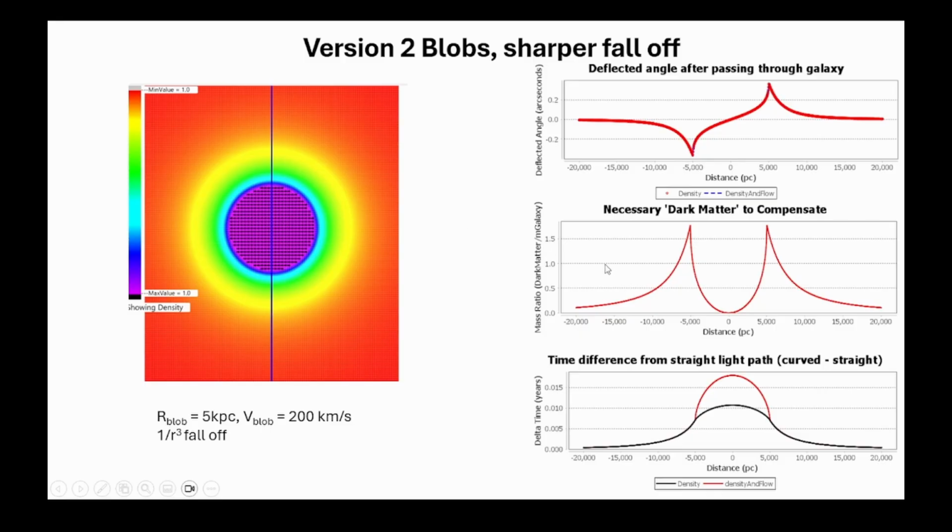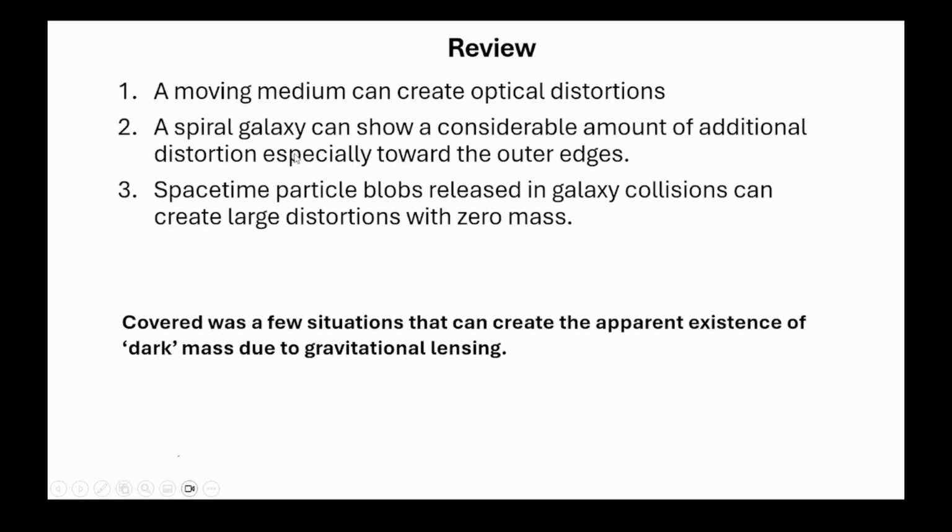But just with these blobs, we can show a lot of deflection, and that's all that I want to cover on these. Okay, so now we're just going to review and wrap up. So to review, a moving medium can create optical distortions. A spiral galaxy can show a considerable amount of additional distortions, especially towards the outer edges, which is very interesting. And we can also use spacetime particle blobs released from galaxy collisions to also create large distortions.